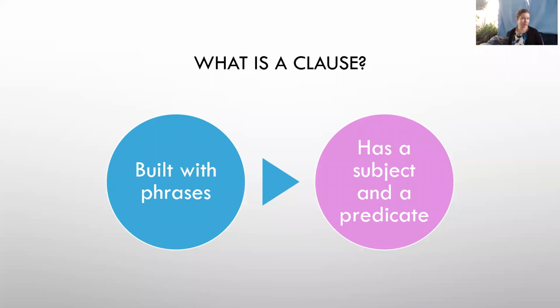So what is a clause? A clause is built with multiple phrases. At the very least, it will have two different types of phrases: a noun phrase that acts as the subject, and a verb phrase that acts as a predicate.